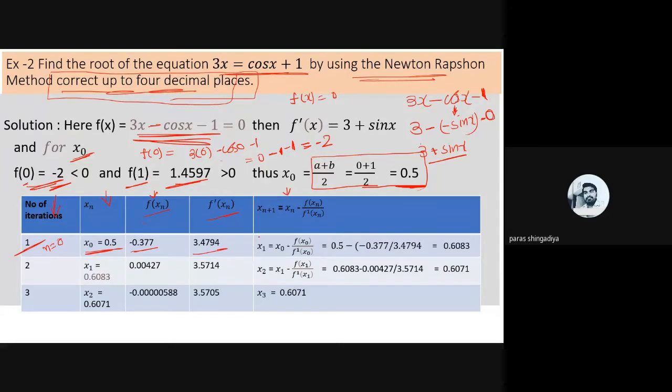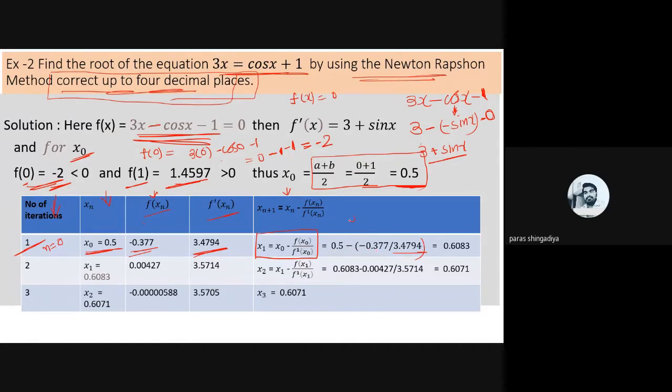Now consider the formula for n is equal to 0. So it will be x1 is equal to x0 minus f of x0 upon f dash of x0. This is the first iteration answer, and you can also write the direct answer without replacing in this formula. You can check the direct value, because you have all these three values, just replace them in this formula and you will get the answer. So it is 0.5 minus f of x0, that is minus 0.377, upon the derivative output, 3.4794. Just check this bracket. There are two negative signs here, so negative will be positive.